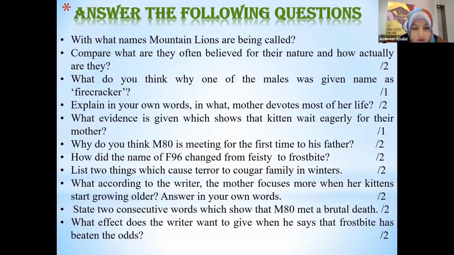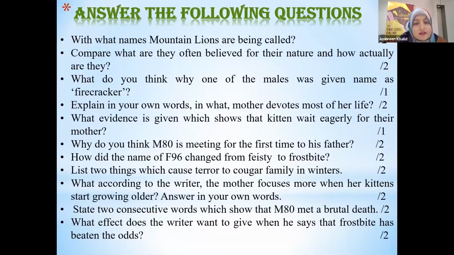All right. What effect does the writer want to give when he says that Frostbite has beaten the odds? What type of question is this? Implicit. Very good. And what does this mean? Frostbite has beaten the odds. She has done something which was not expected.